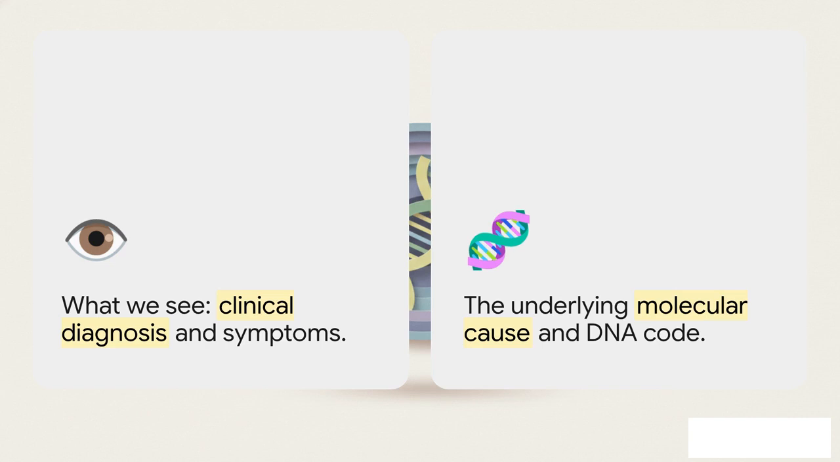So why does this matter for us? Well, because in inherited retinal diseases, you could literally have two people sitting in a waiting room with the exact same physical symptoms, the exact same phenotype, but they might have entirely different genetic causes. A single clinical label definitely does not mean a single genetic reality.